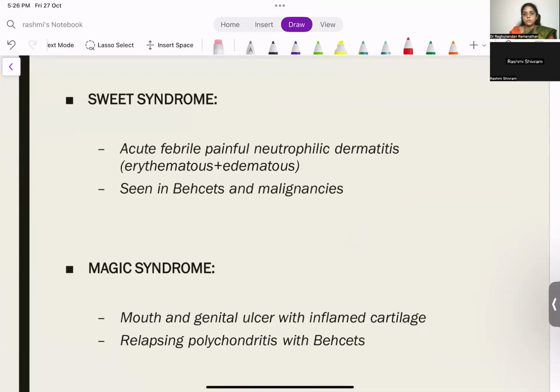And two syndromes that you must remember and very commonly asked, and you can also find it in your clinical practice. One is Sweet syndrome and another one is MAGIC syndrome. Right? Sweet syndrome is when the patient is having acute febrile painful neutrophilic dermatosis. The patient is having skin lesions which are painful. The patient is having fever and it is edematous. So the patient is having fever, it is painful, there is neutrophilic dermatosis. Right? Erythematous, edematous dermatosis. Where is it seen? It is most commonly seen in Behçet's and also seen in some malignancies. This is called Sweet syndrome.